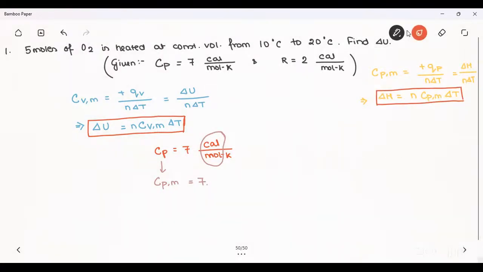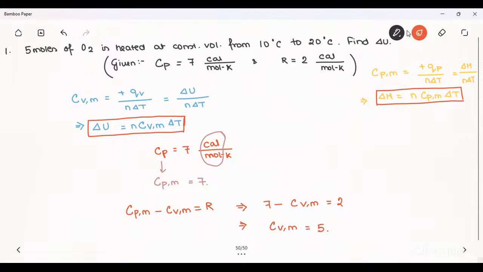Okay, now what is the formula? CPM minus CVM is equal to R. Right, this is our formula. CPM minus CVM is equal to 2. So what is CVM? 5. Up to this clear?